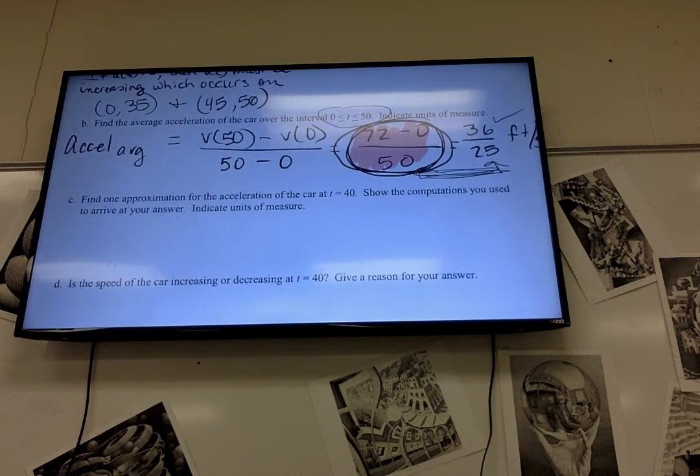C, find one approximation for the acceleration of the car at t equals 40. Show the computations you used to arrive at your answer. So first off, it says approximation. So that helps. For the acceleration of a car at t equals 40. So acceleration, that's v prime of 40, which is the same thing as a, the acceleration of 40. And we can do the same thing we did up here, only we want it to be for 40.